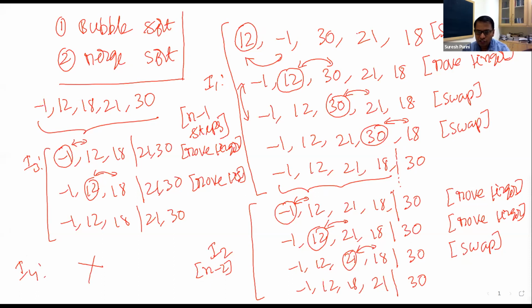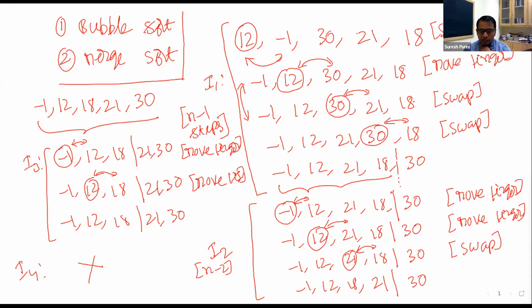We are considering swap and comparison as one operation, one step. Every step, either you do comparison and move finger, or comparison and swap. At every step there are two possibilities. Based on the comparison, you either move your finger or you swap. That's all it is.